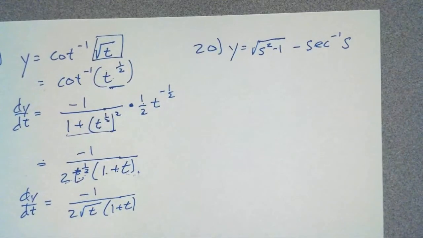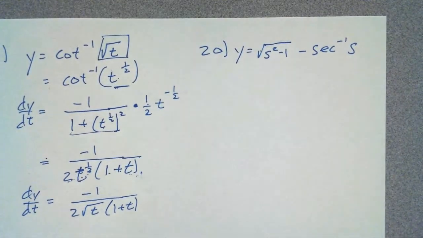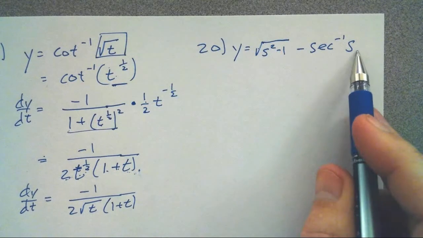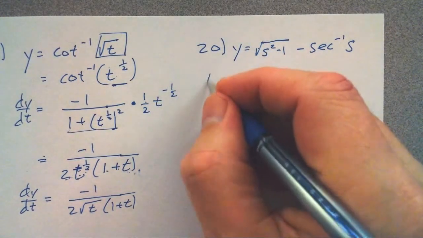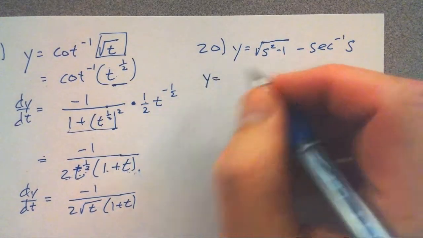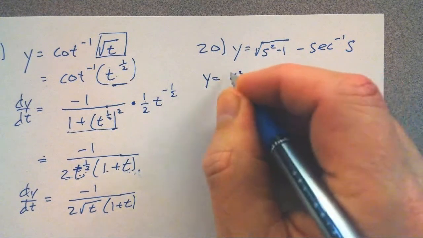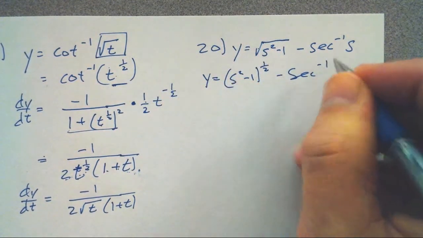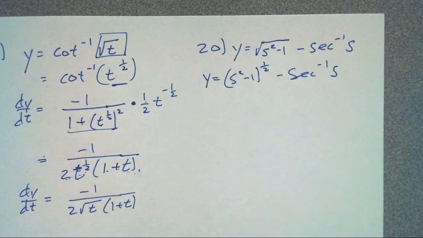Okay, number 21, a little bit more going on. We actually had a problem that had a similar appearance to this back in number 6 earlier in this, and it simplified out quite a bit. Let's see what happens here. So I'm going to have to deal with secant negative 1's derivative. We'll talk about that, but I might, before I start finding derivatives, rewrite this as s squared minus 1 to the 1/2 minus secant negative 1 of s.